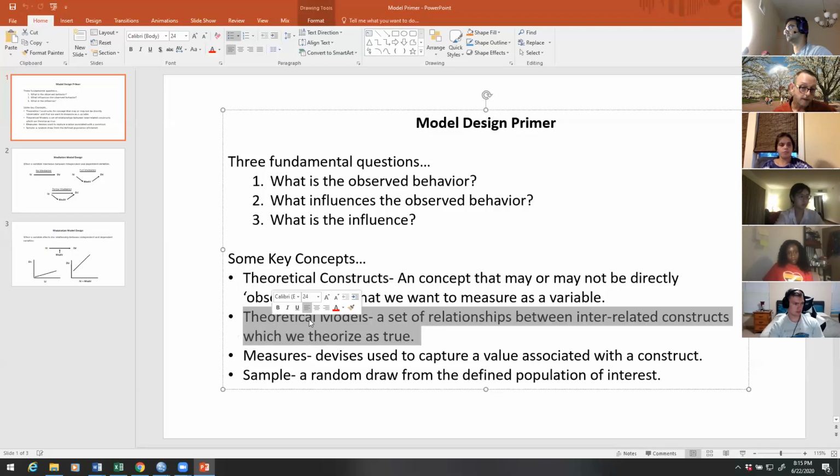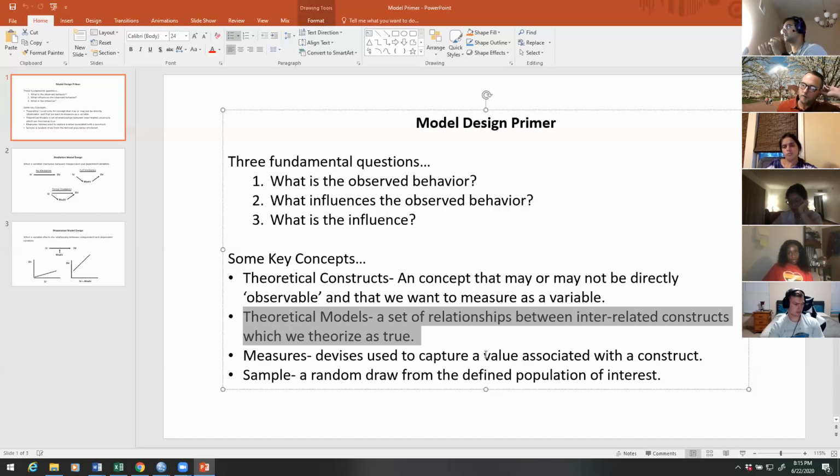Theoretical models, it's just when we take these concepts and put them together and try to show a relationship among them, that's a model. One thing is causing another. One thing is happening when another thing is happening. One thing influences another. Anytime we talk about that, those things are these constructs, and the interaction between them is the model that we're predicting.